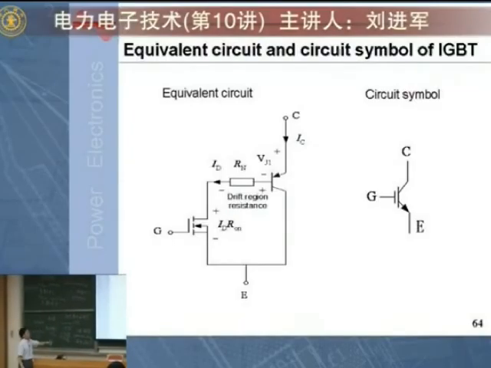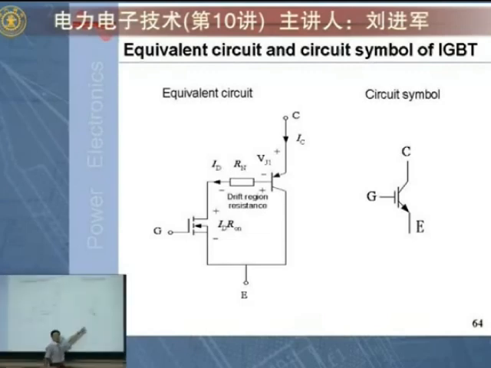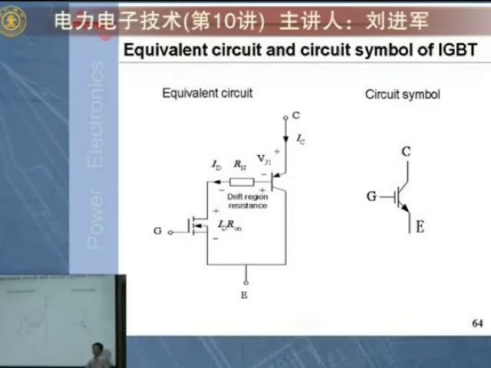The symbol here for IGBT is a combination of MOSFET and GTR. It has 3 terminals: gate, which is similar to MOSFET, and the other 2 terminals are called collector and emitter. Those are similar to GTR. And if you draw an equivalent circuit, the equivalent circuit of IGBT can be considered as a MOSFET connected with a GTR.